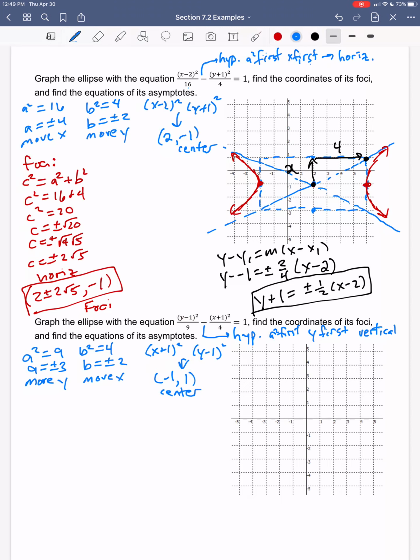So I graph the center, negative 1, 1. That's up here. a was 3. I'm moving plus or minus 3 in the y direction. So that's there and there. I'm moving plus or minus 2 in the x direction. All right, so I've got my center, I've got those points. I'm going to connect and get the rectangle, this fundamental rectangle, and then connect the corners to get the asymptotes. All right, so there's my rectangle. I connect the corners.